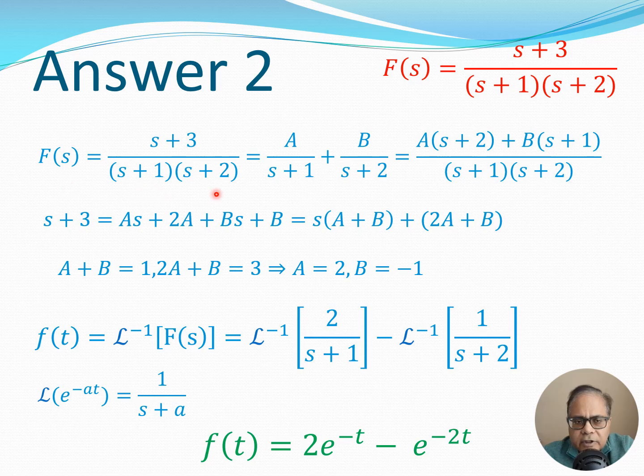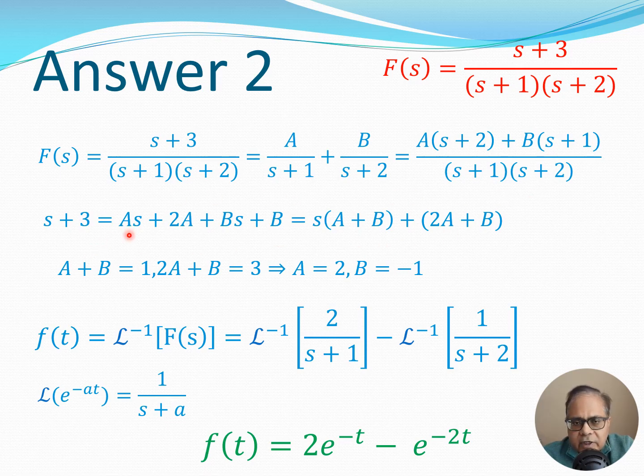I take this function here and I say that it could be written as a by s plus 1 plus b by s plus 2. So let us now expand this out. I could write the denominator as s plus 1 into s plus 2, and then the numerator would become a into s plus 2 plus b into s plus 1. So now I have these two functions here, and what I can do is equate the numerator of this function, which has s plus 3, with the numerator of this function here. That can be done because, as you see, the denominator is exactly the same.